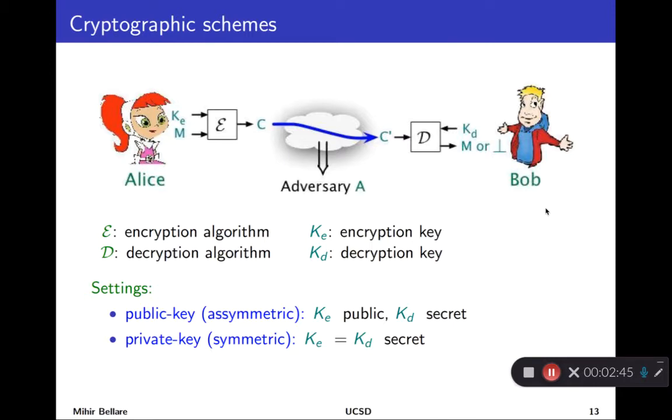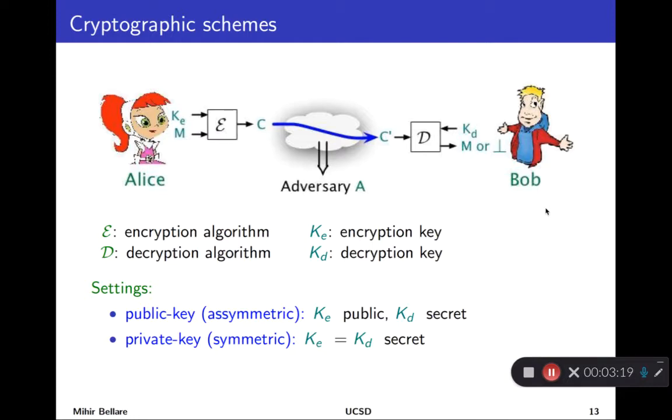And there are two setups. The most simple classical one is what's called the symmetric setup, where the encryption and decryption keys are the same. So Alice and Bob share a key, and that's used for both encryption and decryption. And in the public key or asymmetric setting, the encryption and decryption keys are not only different, but it's arranged that no secrecy needs to be provided for the encryption key. So the adversary in particular might know that, and nonetheless, it shouldn't be able to violate security.